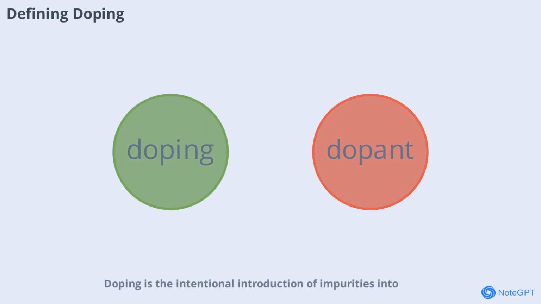Doping is the intentional introduction of impurities into a pure semiconductor to change its electrical properties. These impurities are called dopants. By adding just a tiny amount of dopant atoms, we can dramatically increase the number of charge carriers in the material. This process is carefully controlled to achieve the desired level of conductivity.